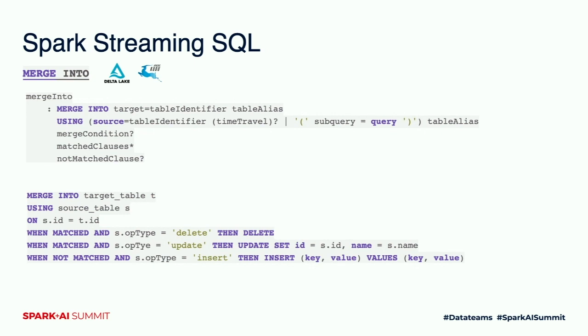Currently, we support Delta and Kudu as the target table. This command can simplify the implementation of CDC in stream mode. And this is a simple example.